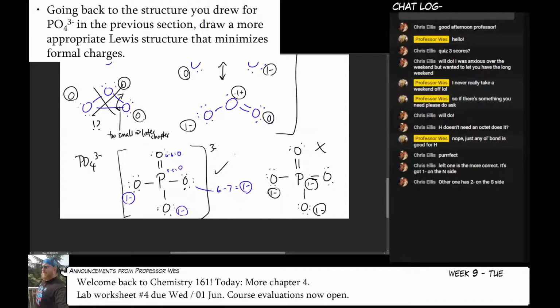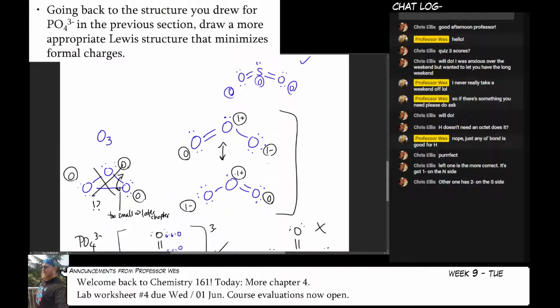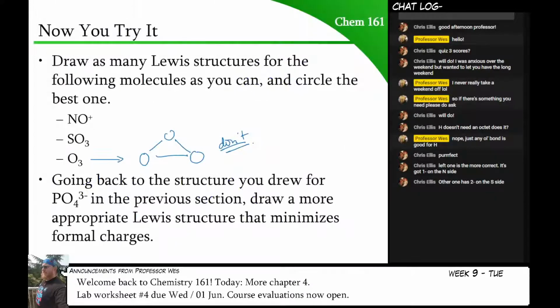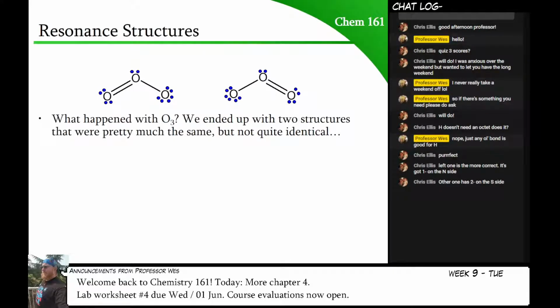So formal charges help us minimize the number of structures we have to choose from and can narrow it down to, oh, this is the best structure. But sometimes even that doesn't help us, and that's an issue that we're going to get into right here. So what's the deal here? Why do I have equivalent structures? And it turns out sometimes that happens.